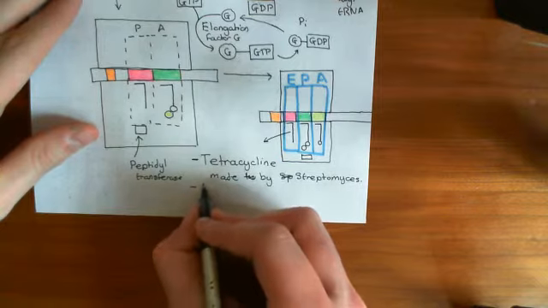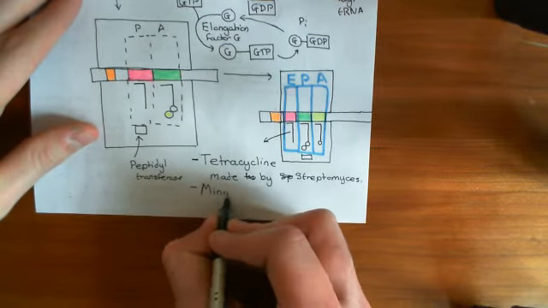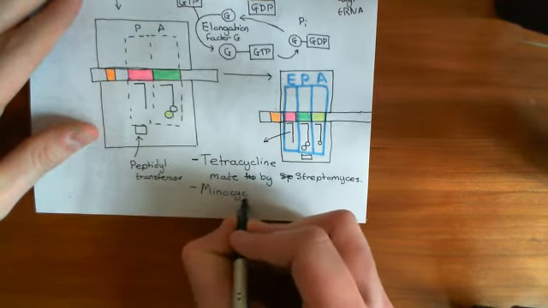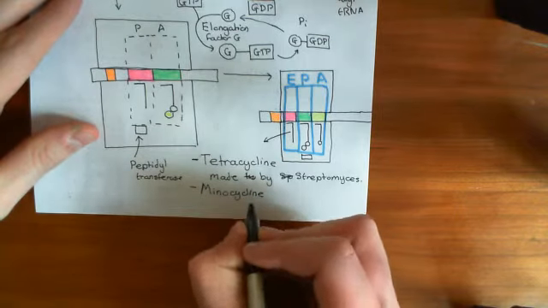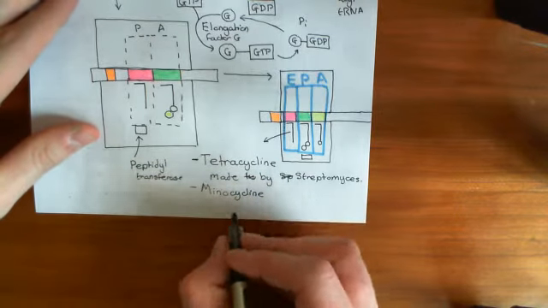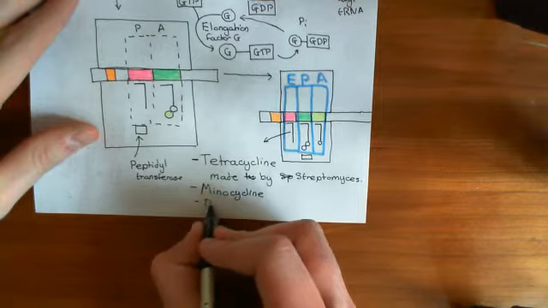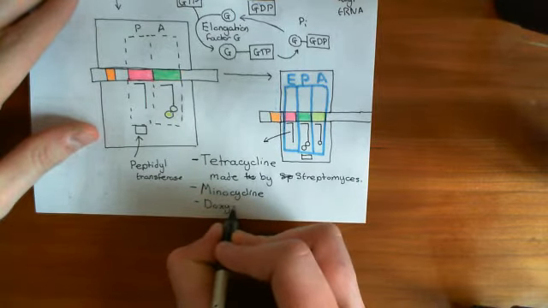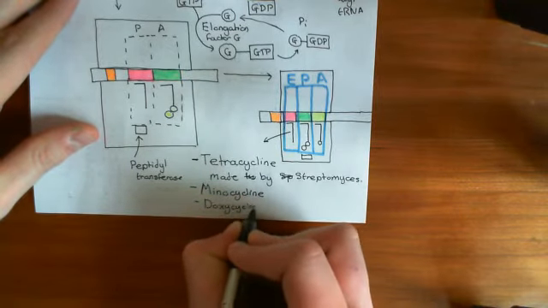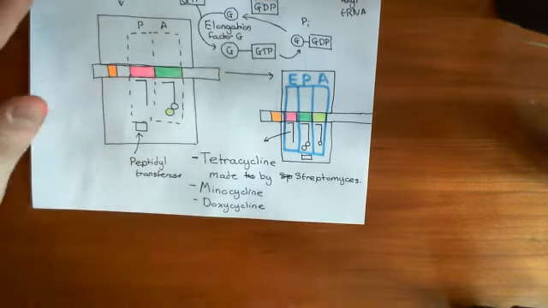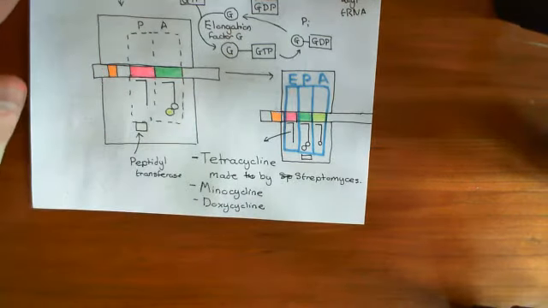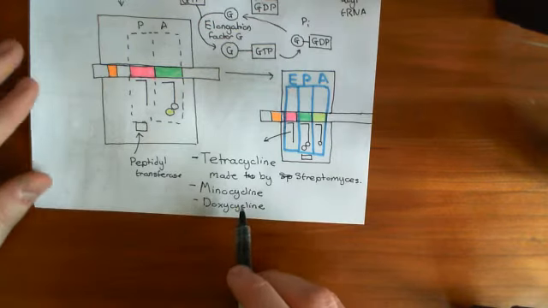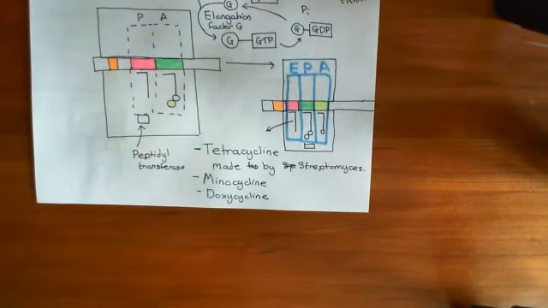And examples of this include minocycline and doxycycline. Minocycline and doxycycline. Okay, so those are famous examples of tetracycline antibiotics which are synthetic rather than natural.